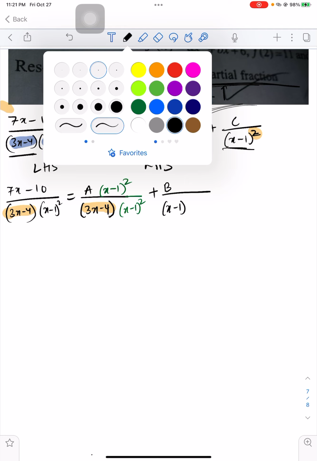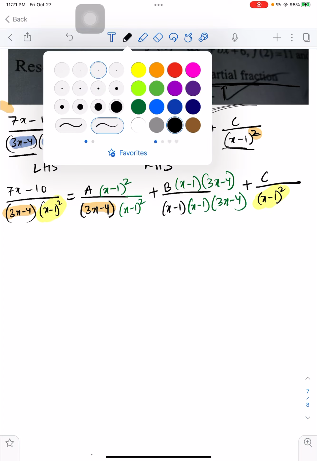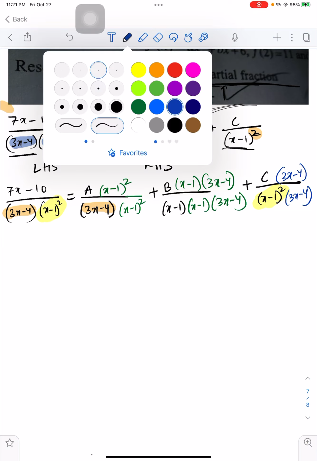However, if you check x minus 1, one more is needed, and you need 3x minus 4. Okay, then plus C over (x minus 1) whole square. So if you see here, this and this is there. So that means what is missing? 3x minus 4 is missing. So you introduce it in both numerator and denominator.